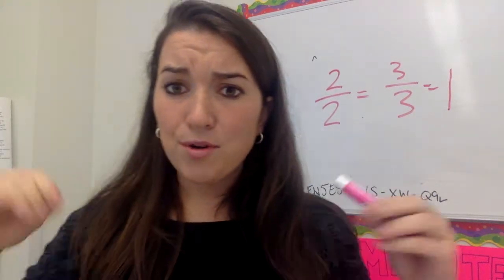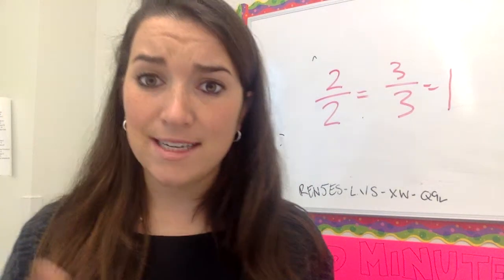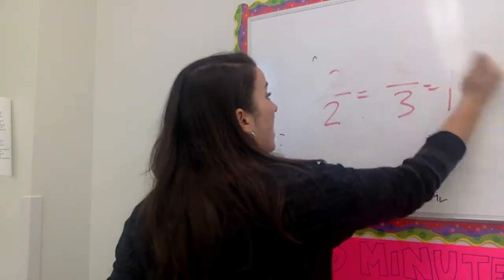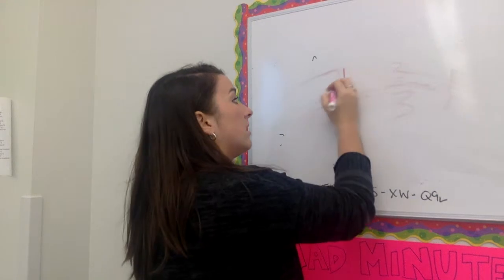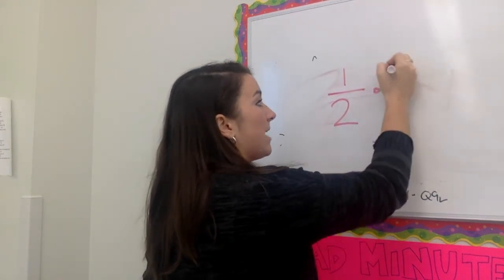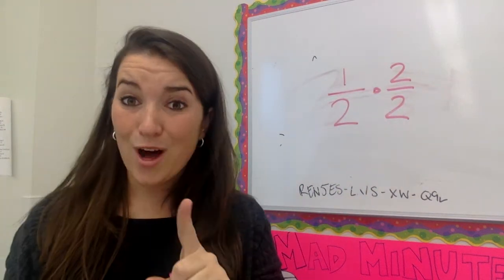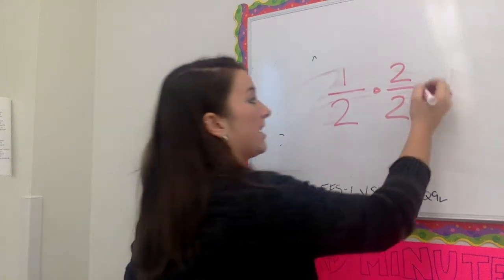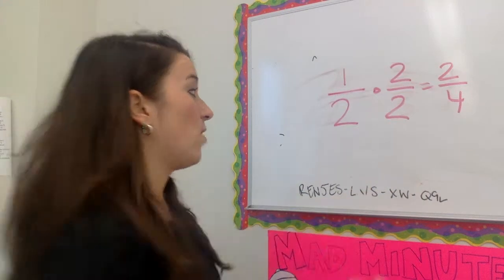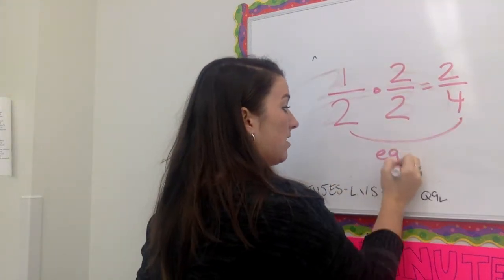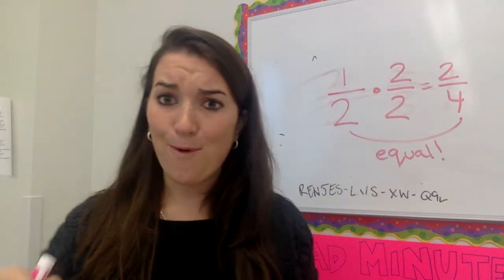So in the same way that you can multiply anything by 1 and end up with the same thing, right? 5 times 1 is 5. 6 times 1 is 6. You can also do that with fractions. So if I have a fraction, let's take 1/2, and I multiply it by 2 over 2. Remember, we just learned that 2 over 2 is just 1. So 1/2 times 2 over 2, I get 2 over 4. This is the same as 1/2, so these two are equal because all I did was take 1/2 and multiply it by 1 in fraction form.